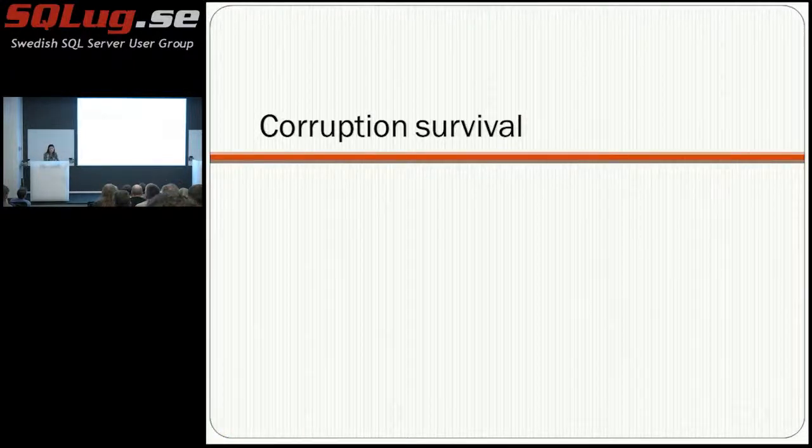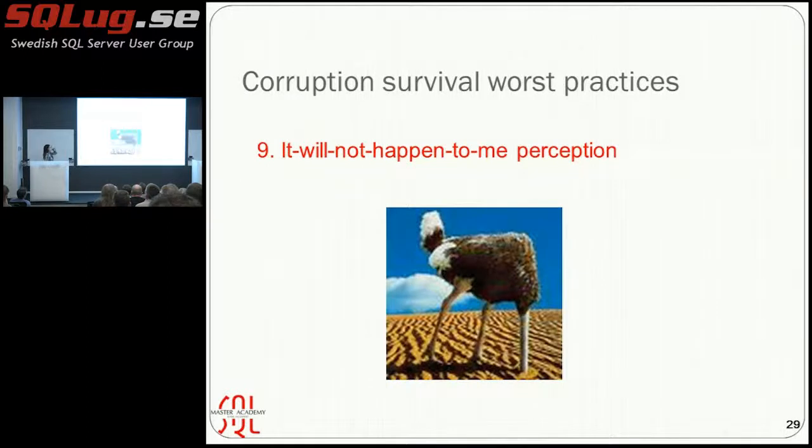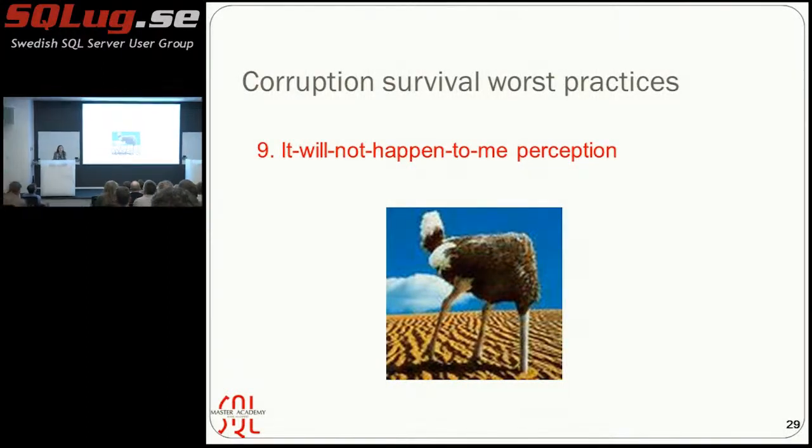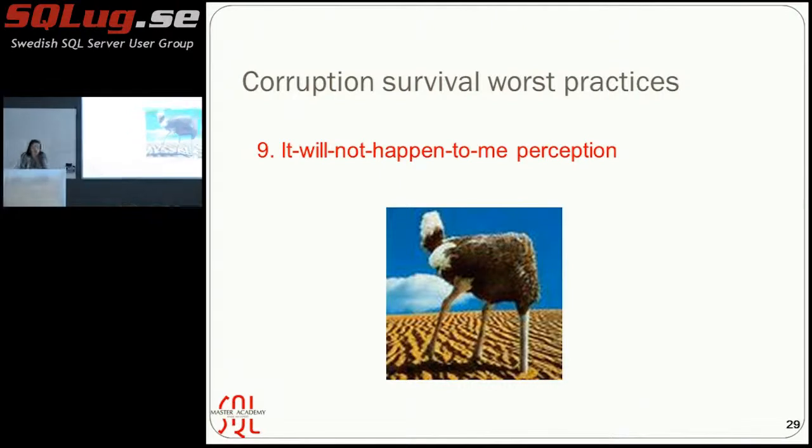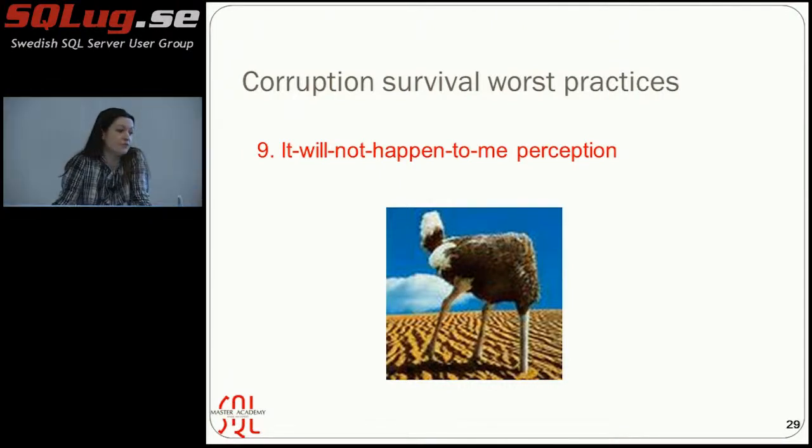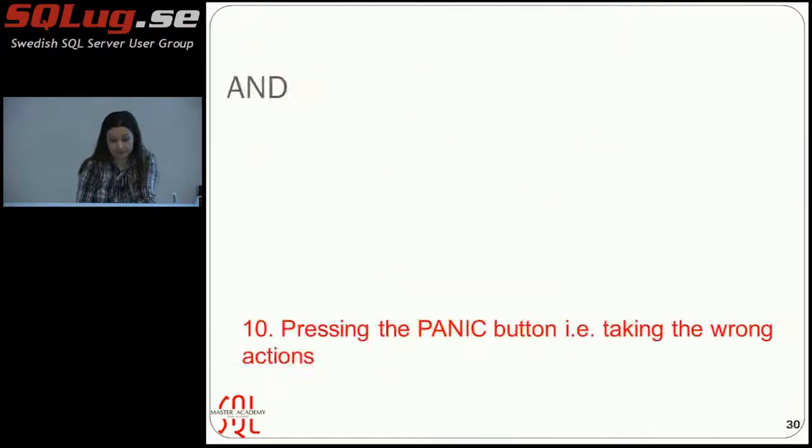Okay, and the last point in my presentation is about corruption survival and corruption survival worst practices. The first worst practice is, well, it will not happen to me. Well, it will someday, so better be prepared. And when it happens, we usually press a panic button and do things that are usually wrong.